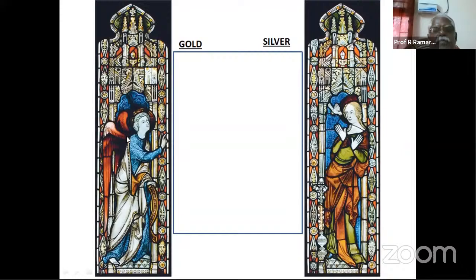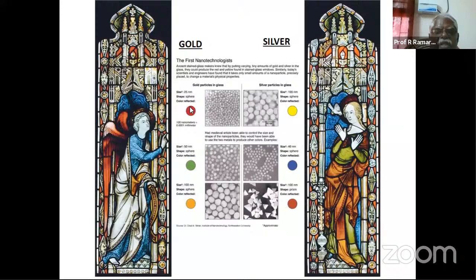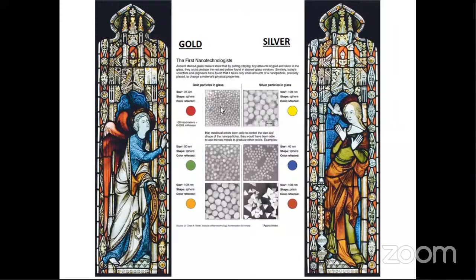Then Faraday was thinking, how come the gold and the silver salt in a colorless glass plate makes color? He did the research. Then he came out with the color solution, okay? Now we understood the gold, if you change the size or shape, look at the different colors: red color, green color, yellow color. Same gold, but colorful, because the size changes.